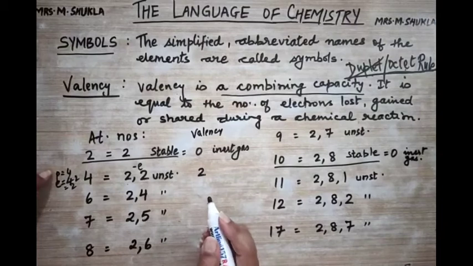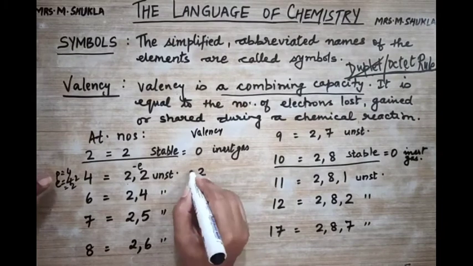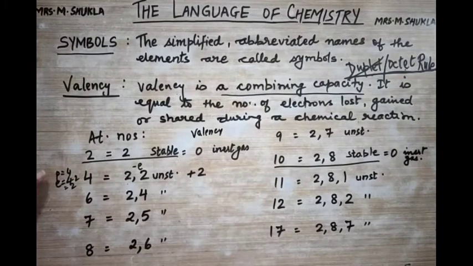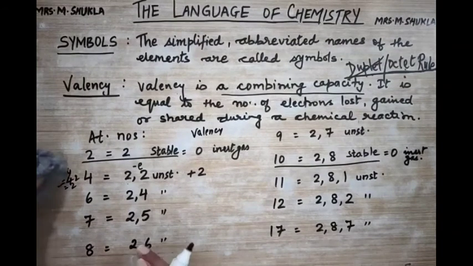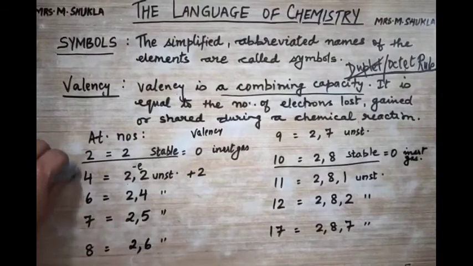Now, proton is positively charged. So, it becomes plus 2. Got this? Then next, we come to atomic number 6.